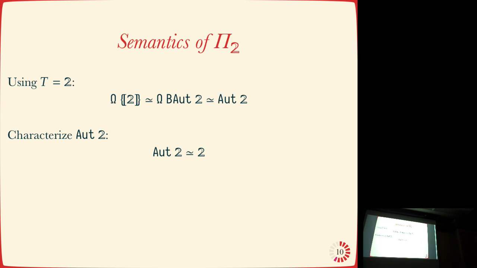Okay, so take T to be bool, and you get this. So now the problem of characterizing the loop space of the singleton subuniverse is the same as characterizing the automorphisms of it. So 2 is Booleans. How many automorphisms does Boolean have? You have the identity function and not, right? So this is a theorem which informally seems true, but it's difficult to prove in type theory.